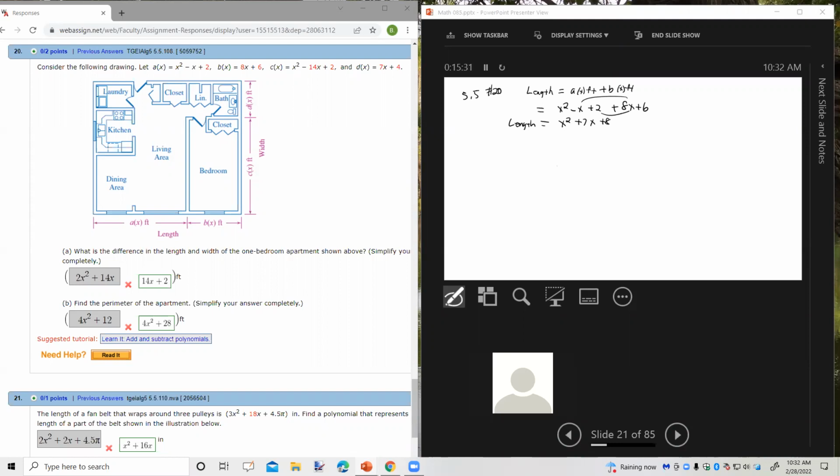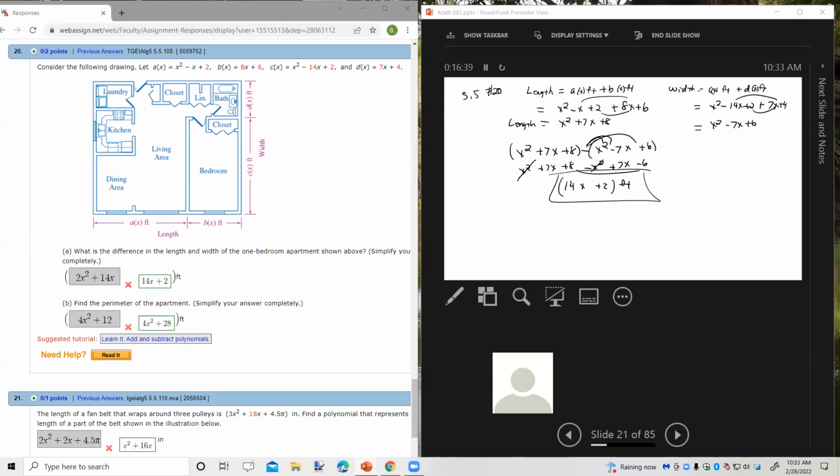And then we've got the width. The width is c of x feet plus d of x feet, which is x squared minus 14x plus 2, and then plus 7x plus 4. Combining like terms, we get x squared minus 7x plus 6. But we want the difference. So we want x squared plus 7x plus 8 minus the quantity x squared minus 7x plus 6, which is going to give us x squared plus 7x plus 8 minus x squared plus 7x minus 6. Combining like terms, the x squared terms cancel and we get 14x plus 2, and that would be feet. So there's the answer to the first question.